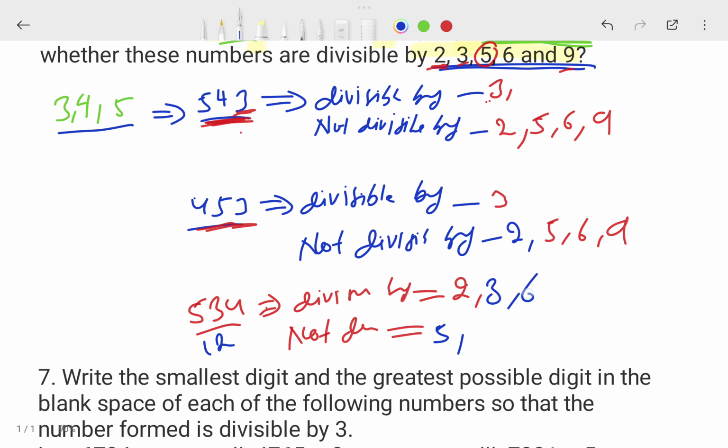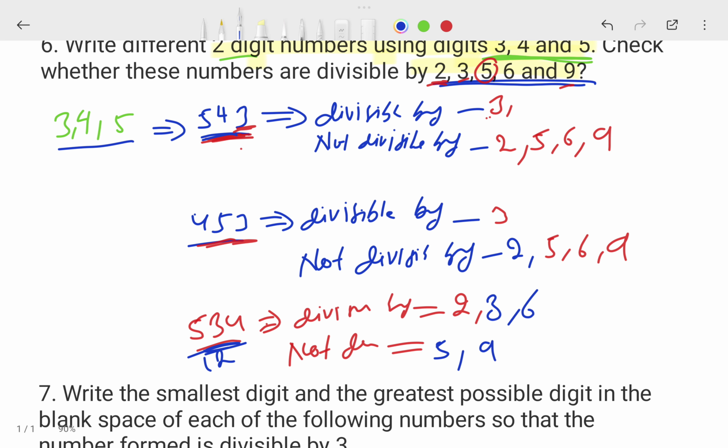Yes, it is divisible. Why? Because if a number is divisible by 2 and 3, it is also divisible by 6. Okay, is it divisible by 9? In the 9 table 12 is not there, so it is not divisible by 9. So in this one, any one of these you can write. Actually this and this both are the same, the number is changed but the pattern is the same. So you can write this and this. Okay? Is it clear?